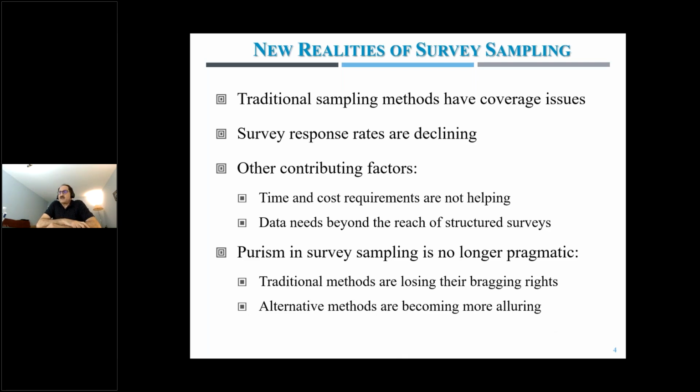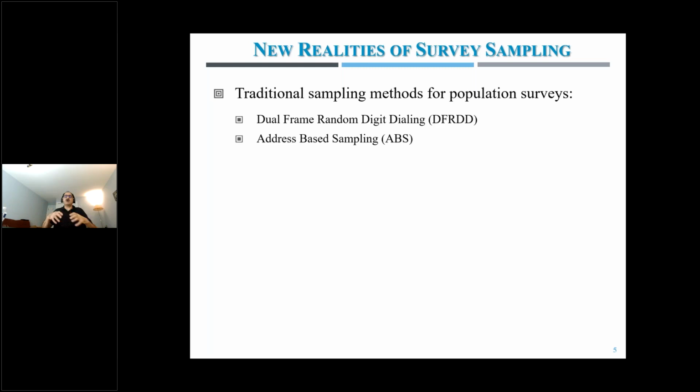And in general, I think it's fair to assume that purism in survey sampling is becoming a thing of the past, because on the one hand, traditional pure methods have issues. On the other hand, these alternative methods are becoming more and more attractive. So in terms of traditional methods, I think for the most part, it's fair to say that there are two gold standard methods that we currently use for survey sampling: dual frame random digit dialing or address-based sampling.